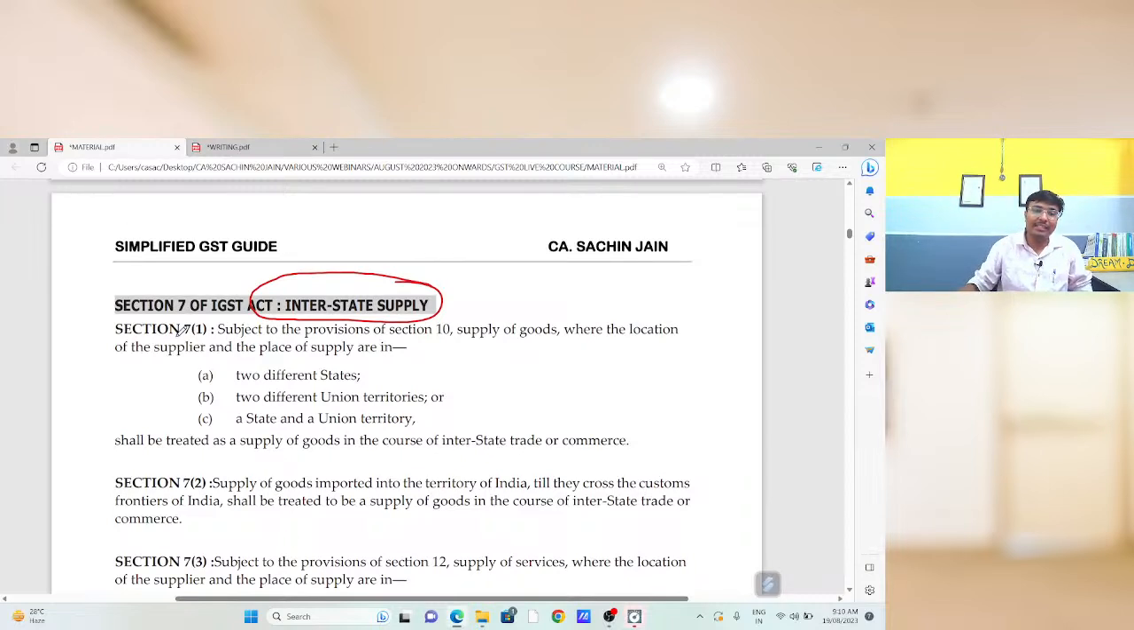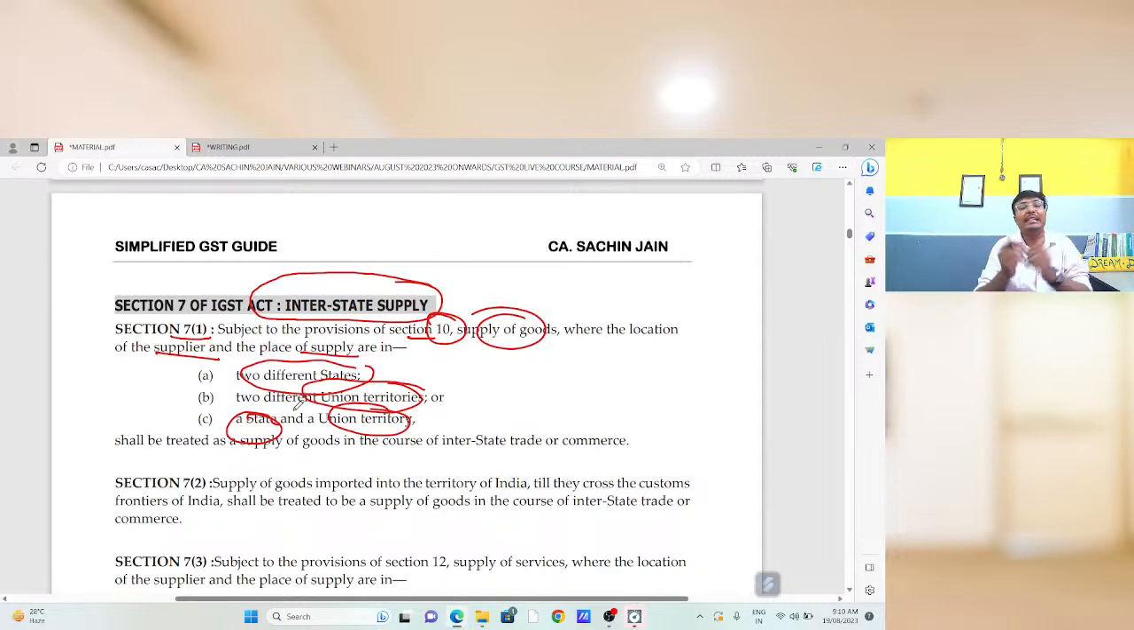Now, section number 7, subsection 1 of the IGST Act, subject to the provision of section number 10, supply of goods where the location of supplier and the place of supply are in two different states, two different union territories, or one state and one union territory. In that case, that supply is to be treated as interstate supply.